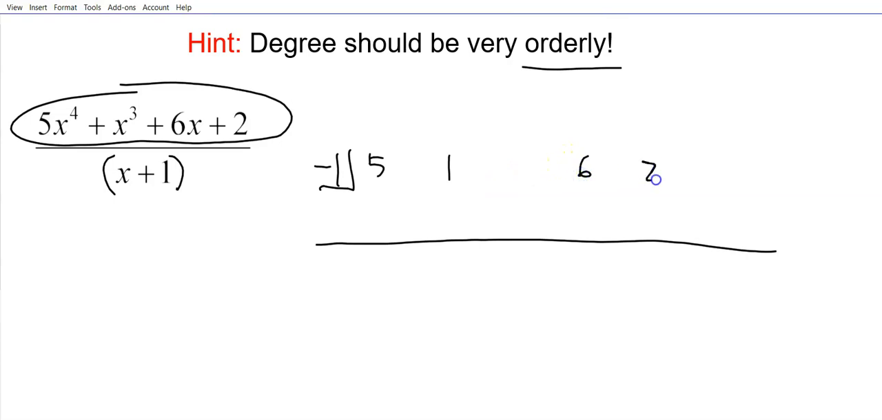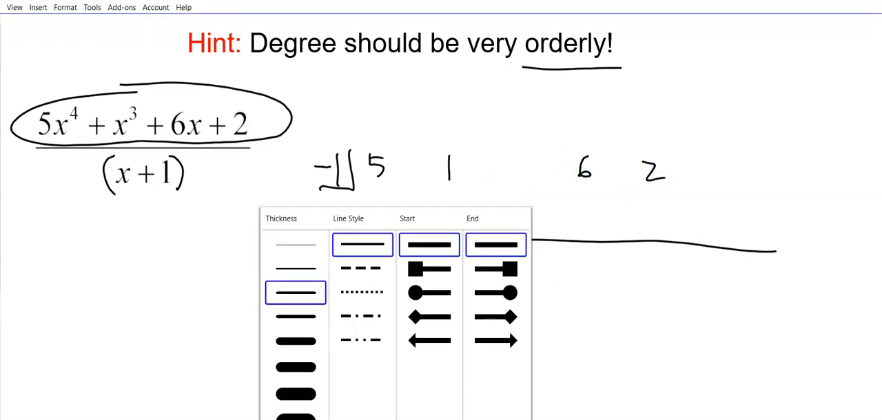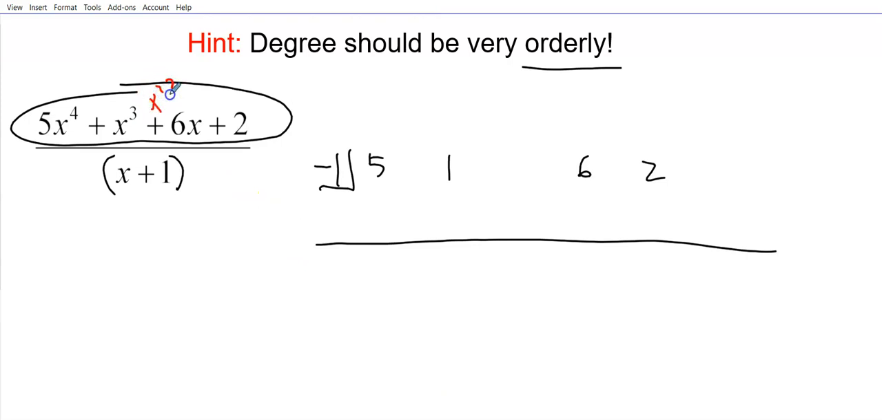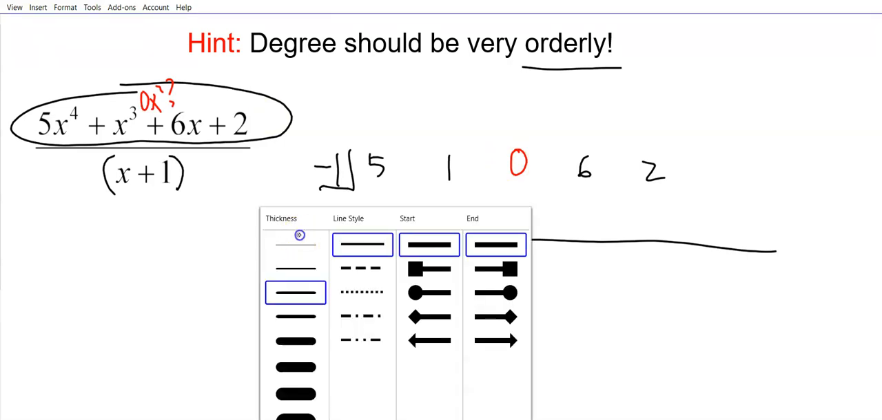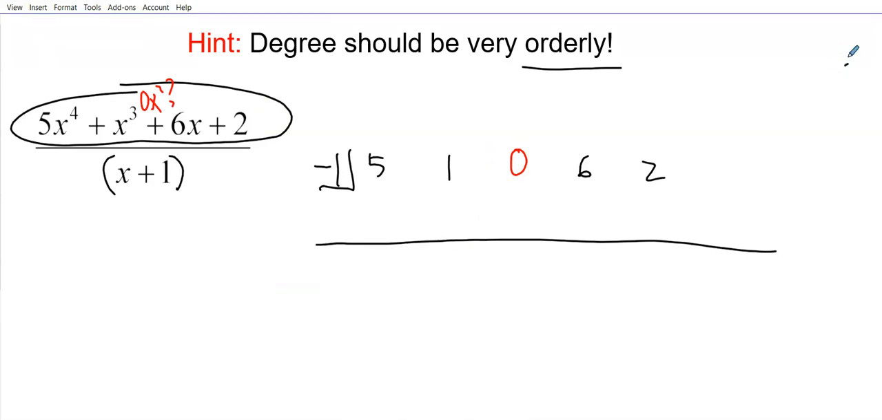skipping 1, 2. Do you see the missing term there? I hope you see it. We're missing an x squared term, right? We don't know what x squared is, so we're going to put a 0 in there, because actually there is 0 x squared. So 4th degree, 3rd degree, 2nd degree, 1st degree, constant, which is 0 degree. So don't forget to put that 0 in there. It's going to be crucial. You'll get it wrong if you don't put the zeros in there when you're doing synthetic division. So you have to have that 0 in there.